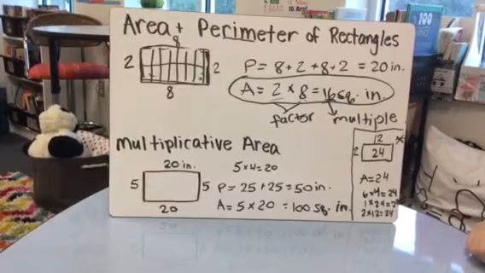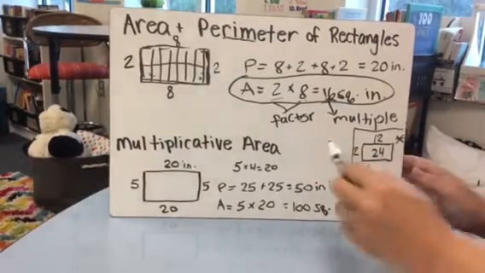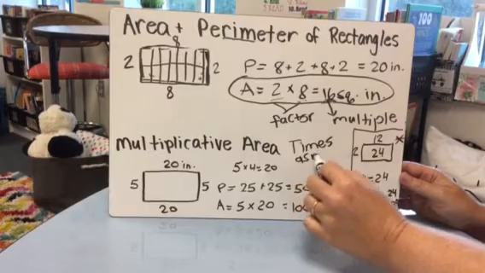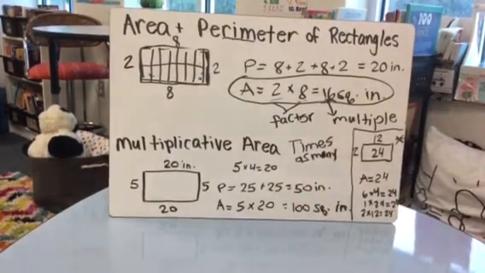All right, so area and perimeter of rectangles with a little multiplicative area twist when we're doing times as many. All right, remember we're just tying everything in that we're learning. Factors, multiples, multiplicative comparisons, they're all connected.